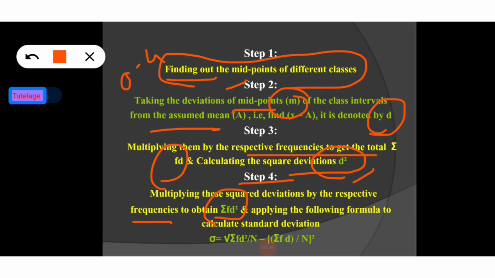We have to get the value of summation fd square, and after that we apply the following formula to calculate the standard deviation. The formula is sigma is equal to root over summation fd square divided by n, that means summation f, minus summation fd by n whole square. Okay, so now going to the main problem and main slide.